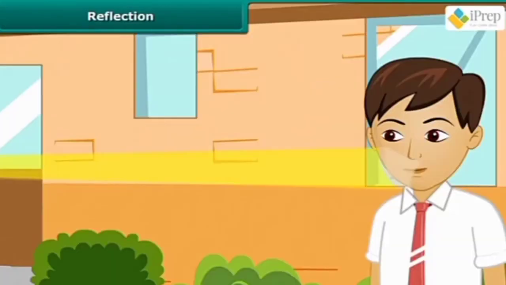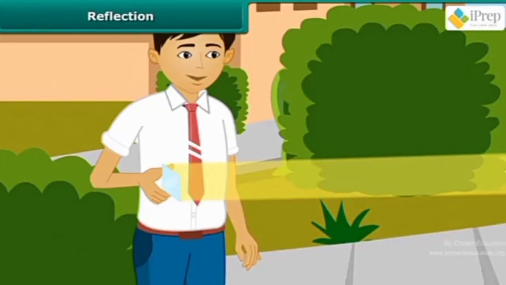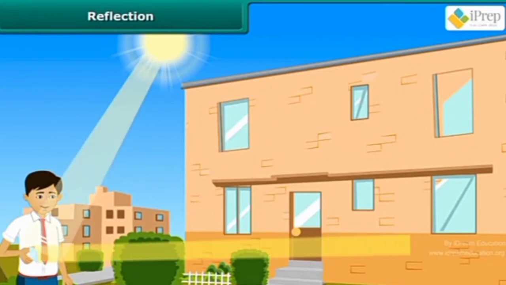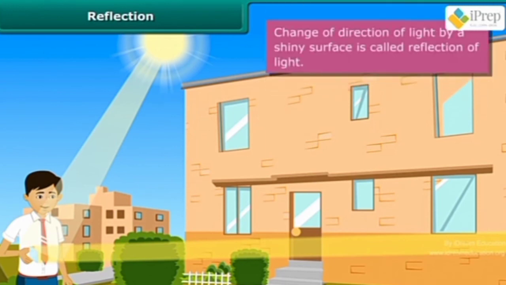During the recess, Aman shone a bright light on your face. He did it with the help of a mirror. How did he do it? He used the mirror to deflect the sunlight in your direction. This mischief of Aman proves that a mirror changes the direction of light that falls on it. Such a change of direction of light by a shiny surface is called reflection of light.